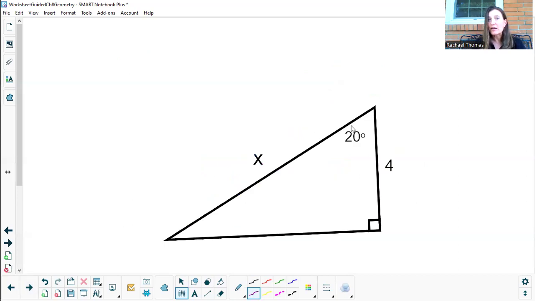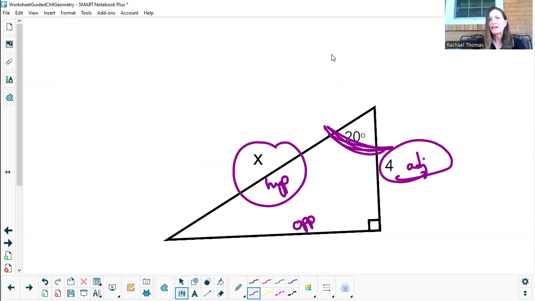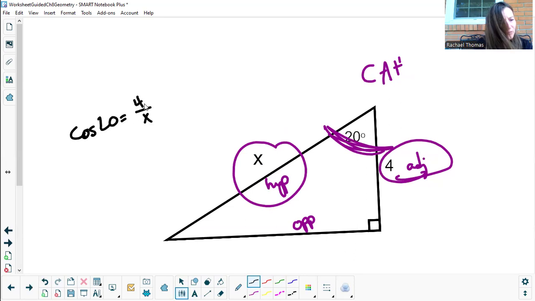Looking at another triangle. Now, this is my angle. This is my point of reference. This guy's the opposite, the one that's not touching it. This 4 is the adjacent. X is the hypotenuse. And in this case, I have A and H as my sides of interest. So CAH, this is cosine. Cosine 20 equals A. The order of the letters is important. A over H, which makes it 4 over X.